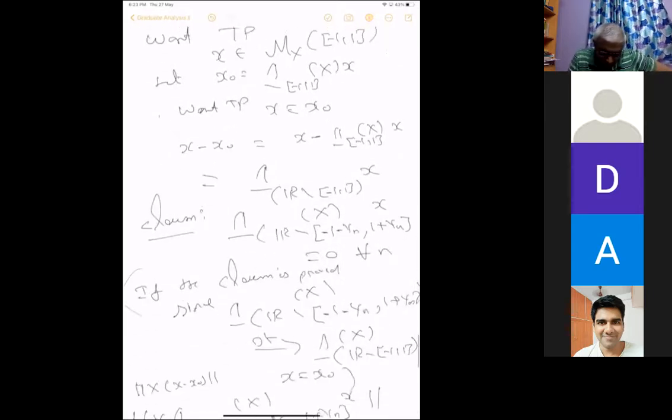So in particular, we want to prove x minus x naught is equal to 0. So x minus x naught, we have written it as this projection, the indicator function of R minus minus 1, 1 applied to x, which is actually the limit of the indicator of minus 1 minus 1 by n, 1 plus 1 by n. We have written it like this. Okay. So now the claim is this is 0 for all n. If this is 0 for all n, then this should be 0.